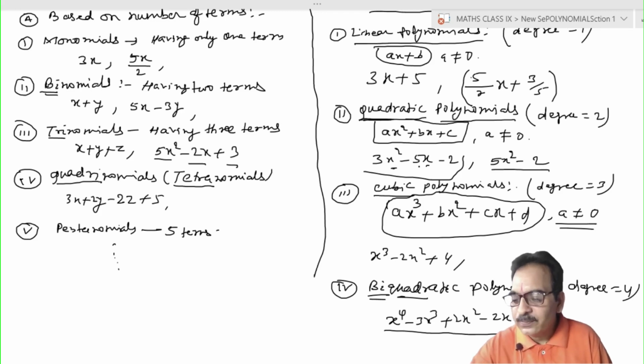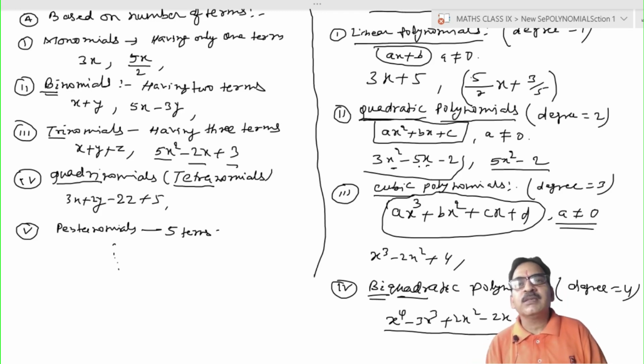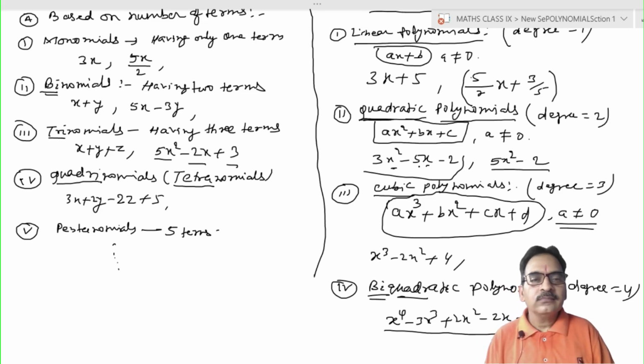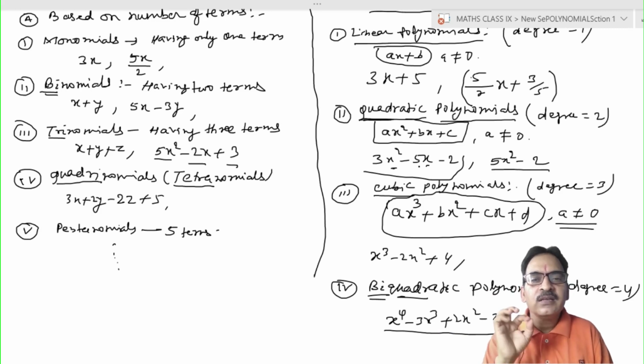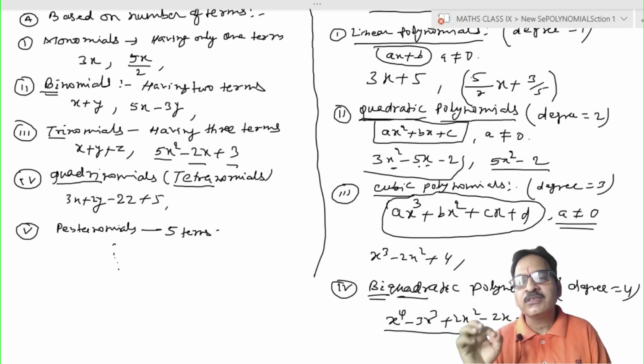Understood? So I hope you got the basic concept of what is a polynomial and what are the types of polynomial on the basis of number of terms and on the basis of degree. Clear? Okay.